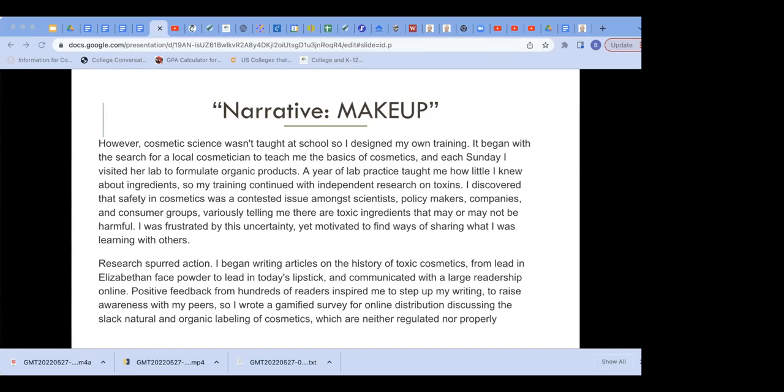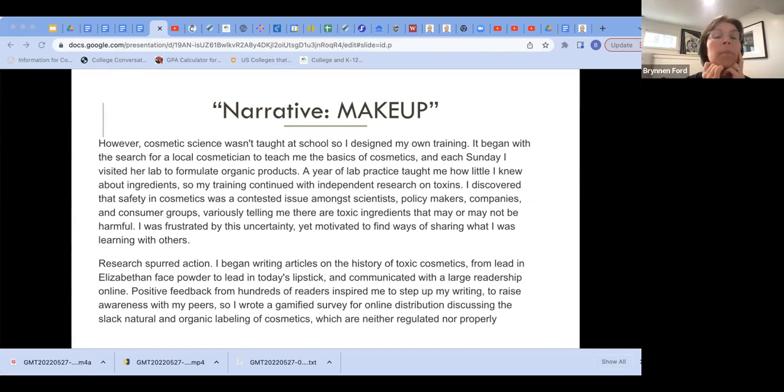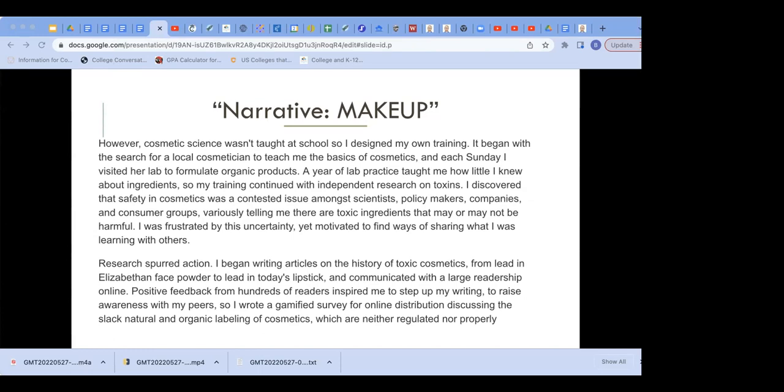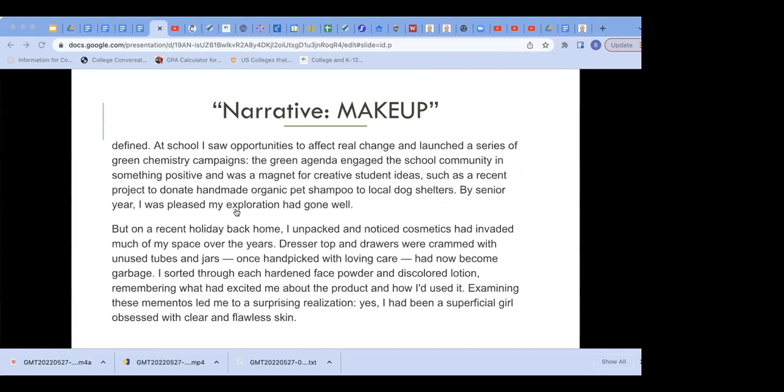Research spurred action. I began writing articles on the history of toxic cosmetics from lead in Elizabethan face powder to lead in today's lipstick, and communicated with large readership online. Positive feedback from hundreds of readers inspired me to step up my writing, to raise awareness with my peers. So I wrote a gamified survey for online distribution discussing the slack, natural and organic labeling of cosmetics, which are neither regulated nor properly defined.